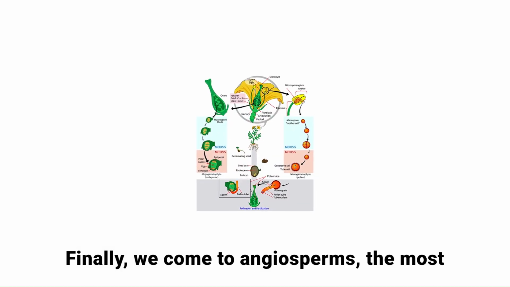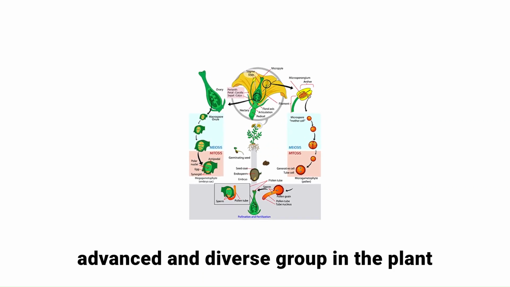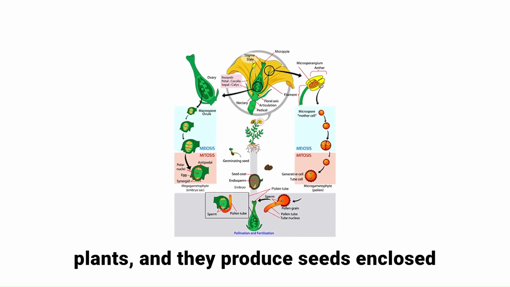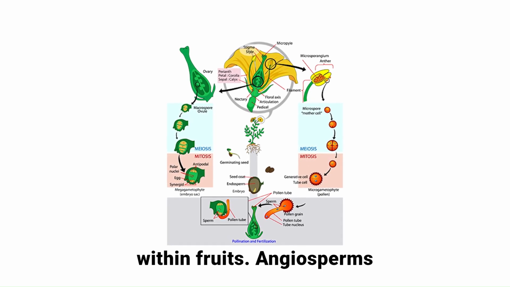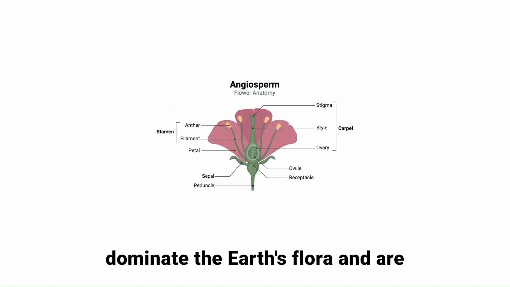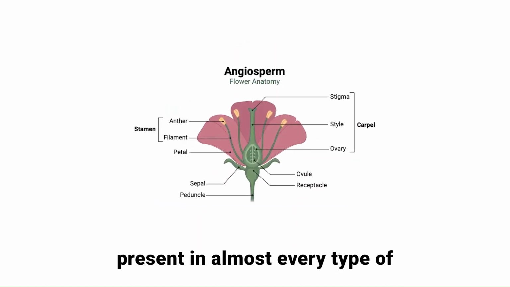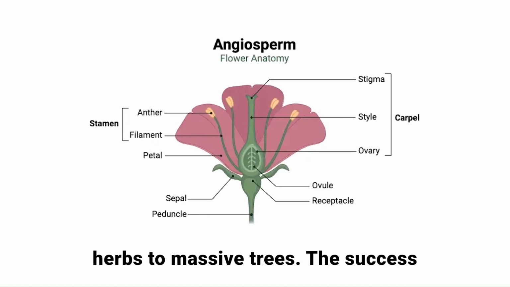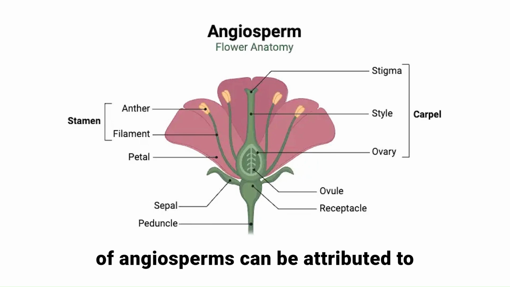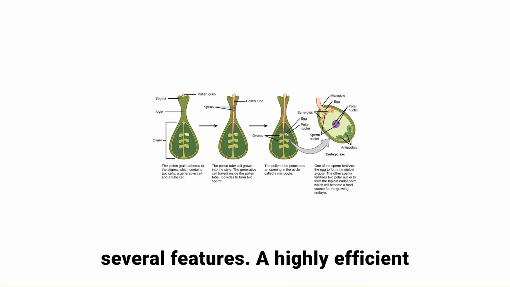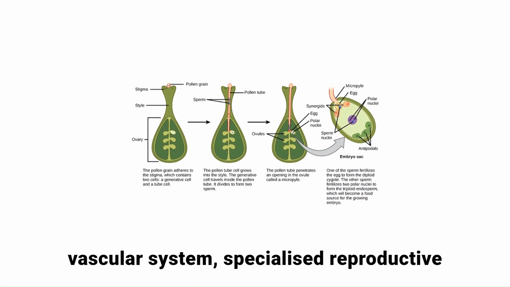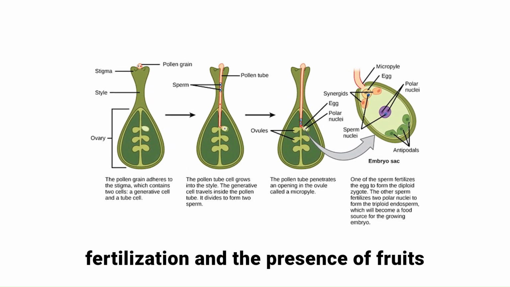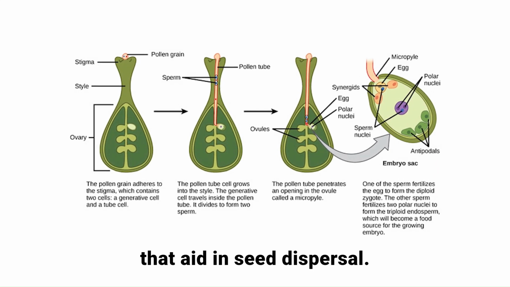Finally, we come to angiosperms, the most advanced and diverse group in the plant kingdom. These are flowering plants, and they produce seeds enclosed within fruits. Angiosperms dominate the Earth's flora and are present in almost every type of environment. They range from tiny herbs to massive trees. The success of angiosperms can be attributed to several features: a highly efficient vascular system, specialized reproductive structures like flowers, double fertilization, and the presence of fruits that aid in seed dispersal.